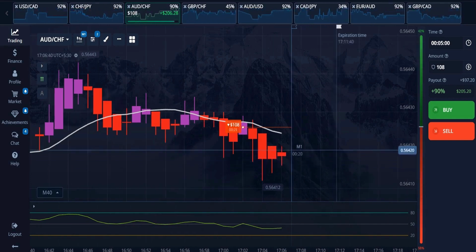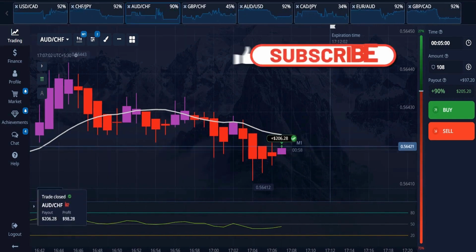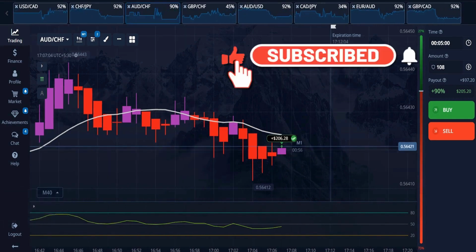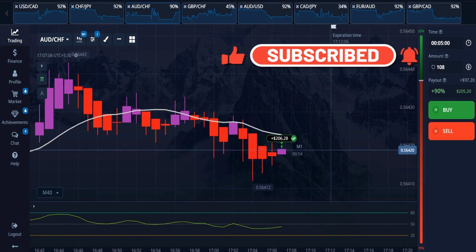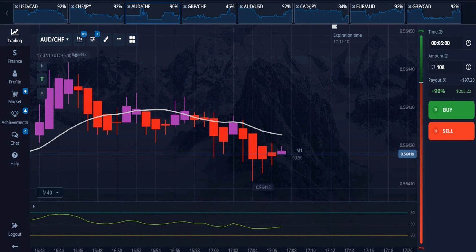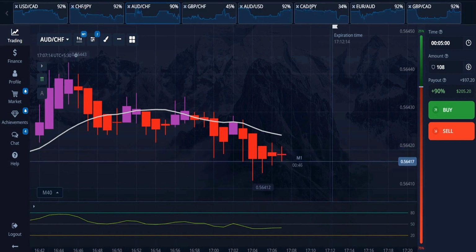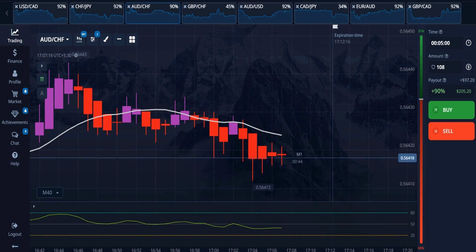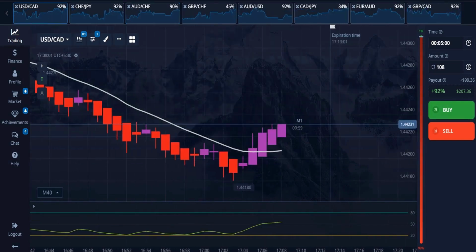Now let's wait for the trade to close. And there it is, traders. A successful trade, following our strategy. This is exactly why patience and proper confirmation are so important in trading. Instead of guessing, we waited for clear signals, and that's what helped us win this trade. Now let's move on and look for our next perfect setup.